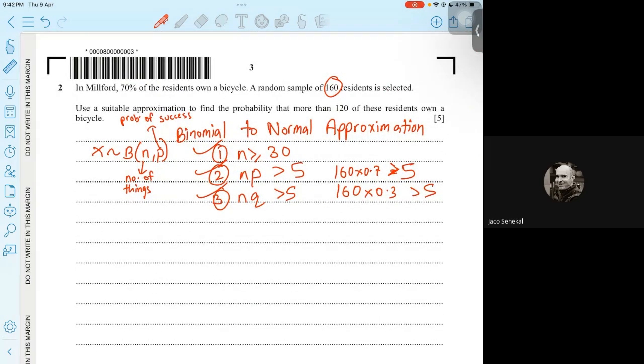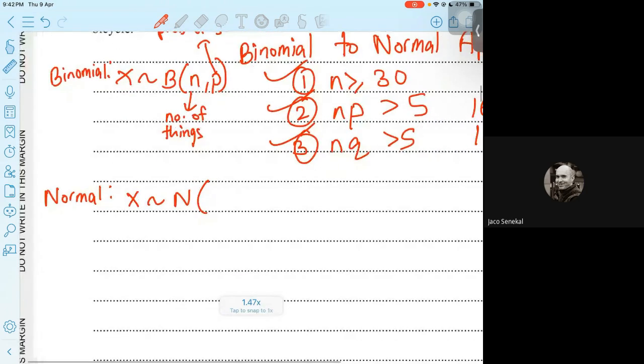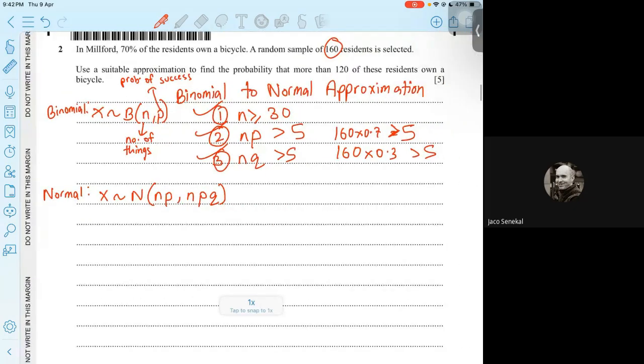Similarly, this is for binomial. When you have normal, what we do is X is distributed normally with np and npq. These are two formulas. The np represents the mean and the npq represents the variance. Okay, so this is mean and this is variance. Any questions so far?